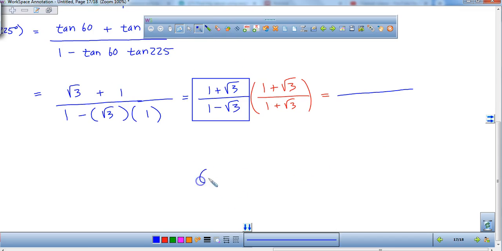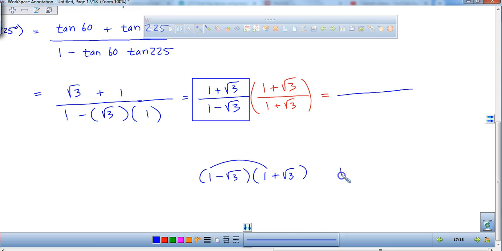I'm going to show you how to multiply 1 minus radical 3 times 1 plus radical 3. So we get 1 times 1, which is 1. 1 times positive radical 3, which is positive radical 3. Negative radical 3 times 1, which is a negative radical 3. And a negative radical 3 times a positive radical 3 ends up becoming just negative radical 9, but that becomes a minus 3, because the square root of 9 is 3.